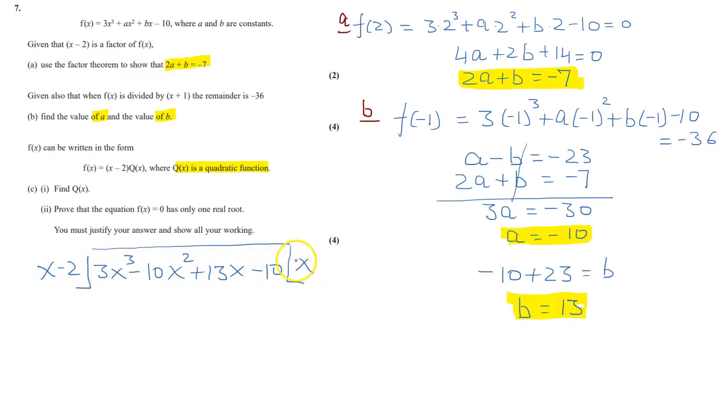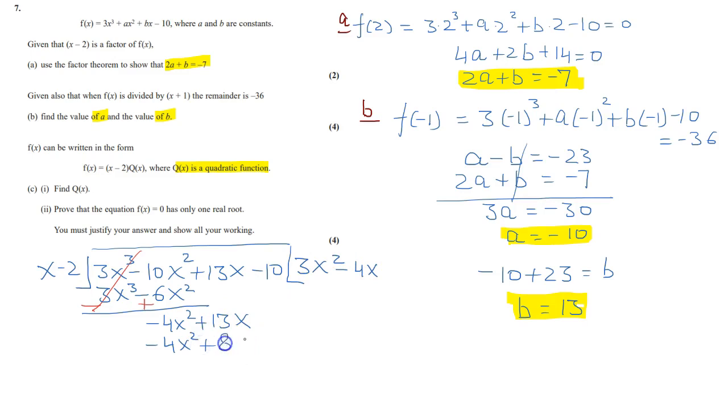This is 3x cubed, so we multiply x by 3x squared, so it becomes 3x cubed minus 6x squared. This is positive, so we have to change the sign. This is cancelled, so it will be minus 10 plus 6 is minus 4x squared plus 13x. Now we multiply x by minus 4x, so we get minus 4x squared. 4 times 2 is 8, so plus 8x.